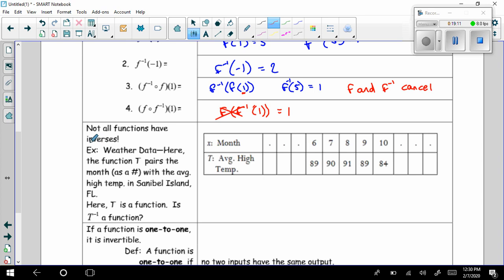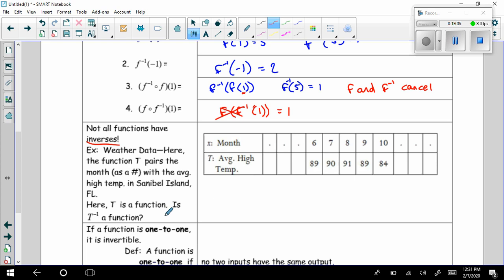Right? Not all functions will have inverses. You have to make sure that everything is flipping and that it works out. So here, the function t pairs the month as a number with the average high temperature of this island in Florida. So here's your t function.